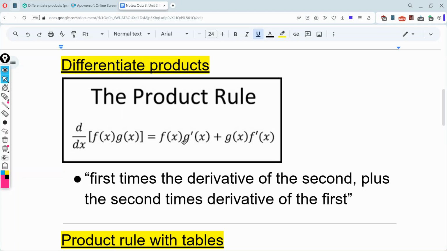Okay, you're just adding here, so the order doesn't matter, but the way I remember it, first times the derivative of the second, plus the second times the derivative of the first. Also, they used f of x and g of x, and you'll possibly see people using different letters. One way I like to do it is u times v prime plus v times u prime, u being the first term and v being the second term. It's basically the same thing, but that's the formula for the derivative of a product.